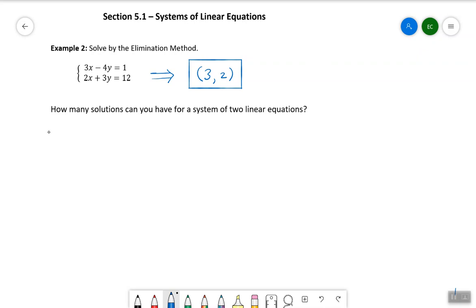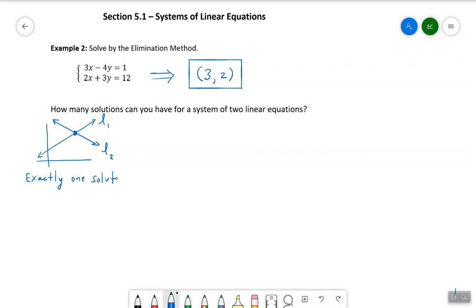So first, we should think of the most common way. I've drawn two lines. I'm going to label them L1 and L2, although that's not so important. And you see they intersect at exactly one point. And so there is exactly one solution.